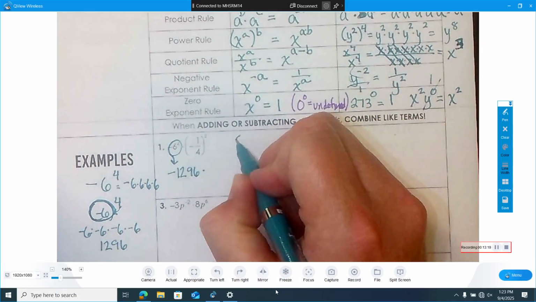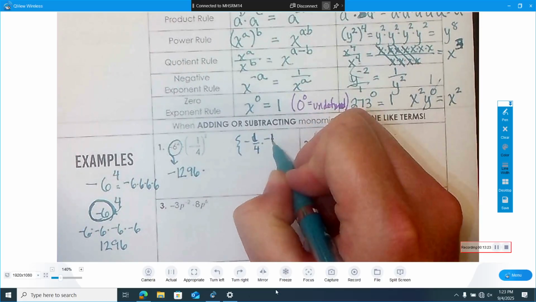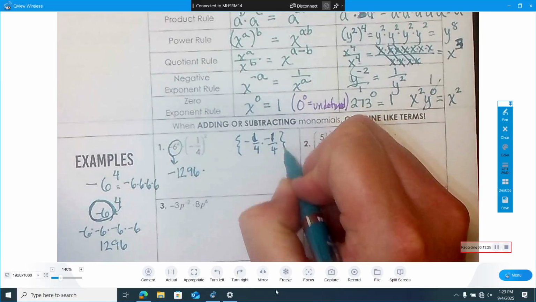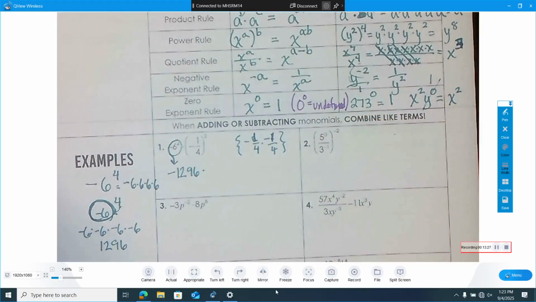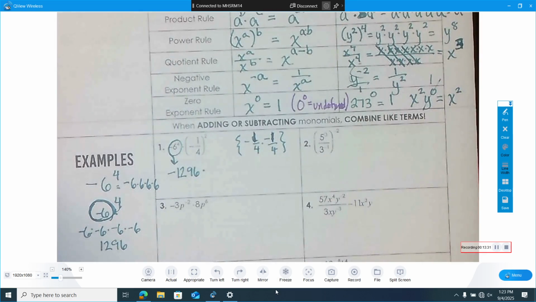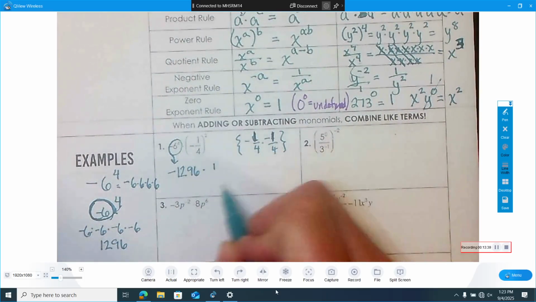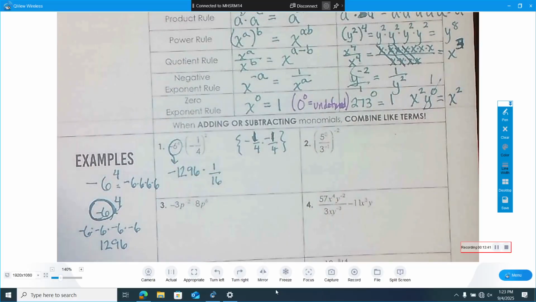Yeah, again, you can think about it. I love really thinking about the meaning of things. So it really means negative 1/4 times negative 1/4, which is going to give you 1/16. Multiplying straight across, positive 1, 4 times 4 is 16.